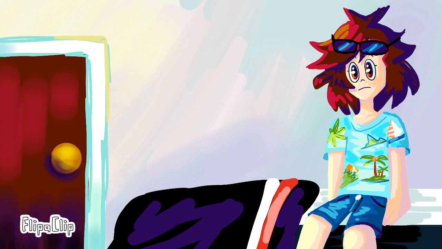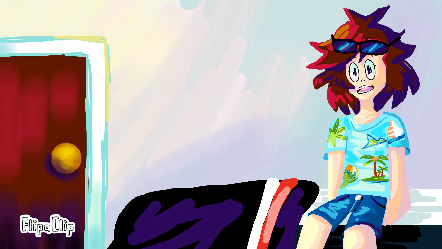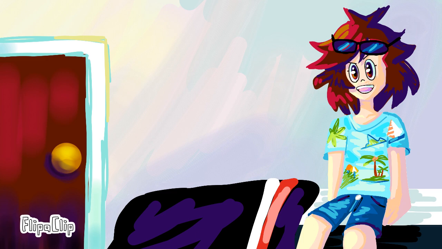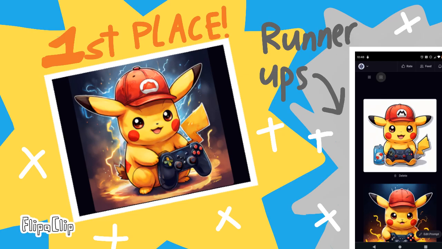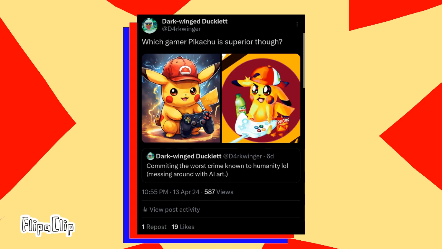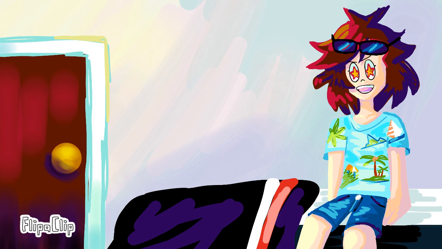And after trying multiple times at this Gamer Pikachu and thinking that it looked ugly, I tried adding words like anime, cute, watercolor, and those helped. Out of all the images I tried, I made around 30, I believe. This one was the one I liked the most. So then I proceeded to post on Twitter and ask which one is better. And people said my drawing was better. Yay! I'm not getting replaced by AI.